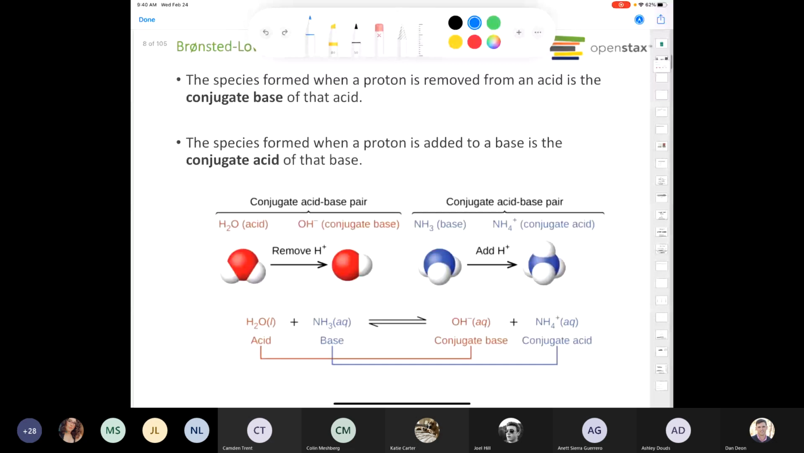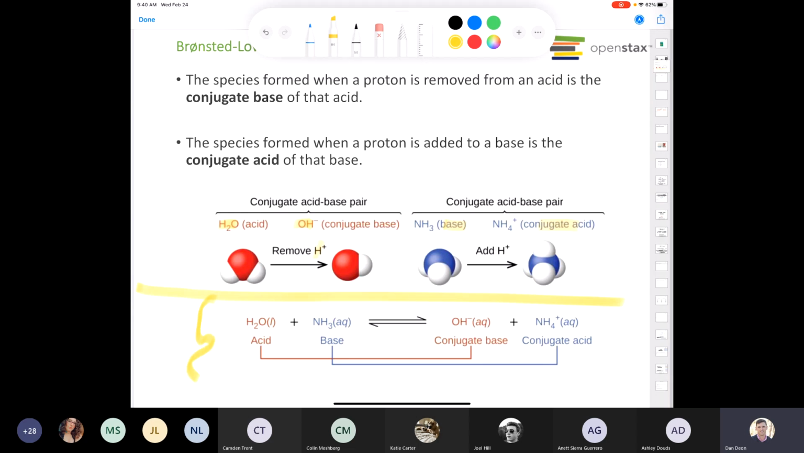Here are some other examples shown on this slide. The species that's formed when a proton is removed from the acid, we call the conjugate base. The species formed when a proton is added to a base is called a conjugate acid. If you have water and hydroxide, water, when it behaves as an acid, donates a proton. So when it loses a proton, what you're left over with is called a conjugate base. If you have ammonia and it gains a proton, ammonia is a base, so what you're left over with is called the conjugate acid.